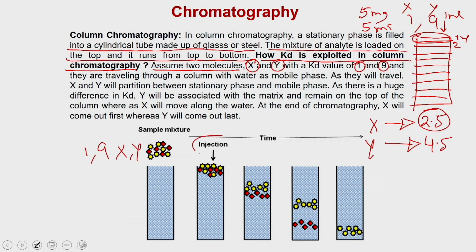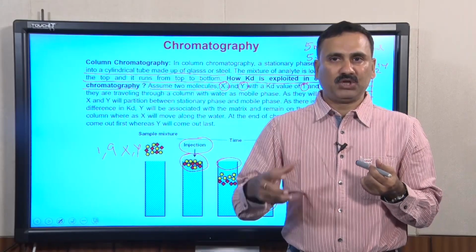If you start in the beginning, the X and Y will remain on top, but once you run this column for a longer period of time, the Y will bind to the beads and remain on top of the column, whereas the X molecules are going to travel faster with the aqueous phase. That is how X will come out first and subsequently Y will come out. That is why the Kd values distribute the molecules between the two phases, and that is how they control the overall separation.